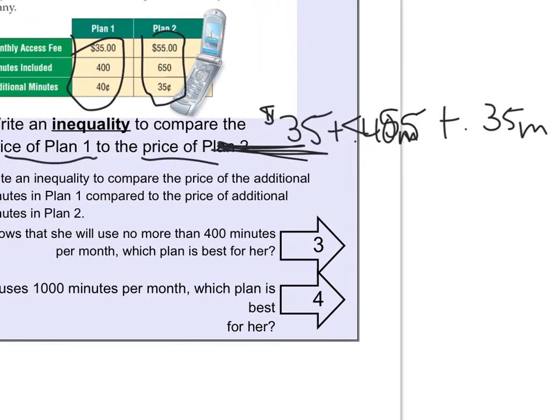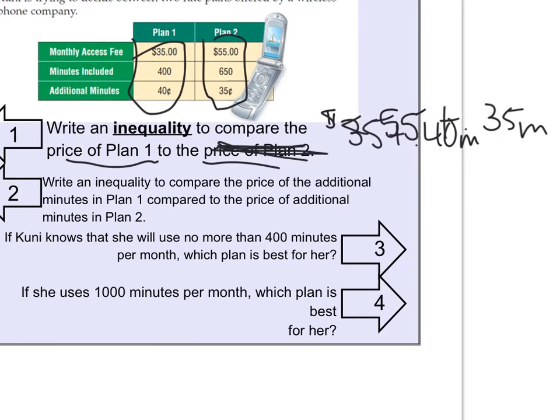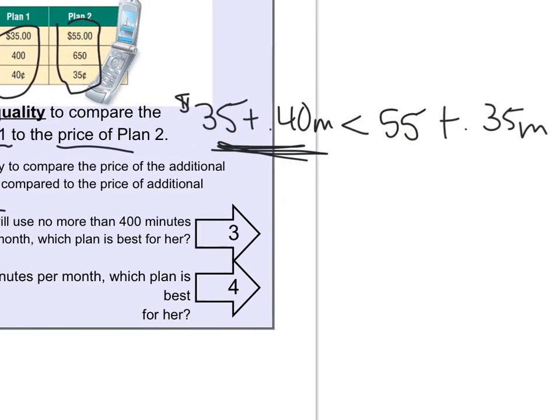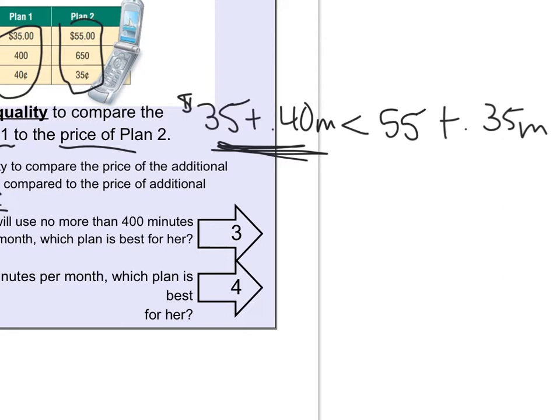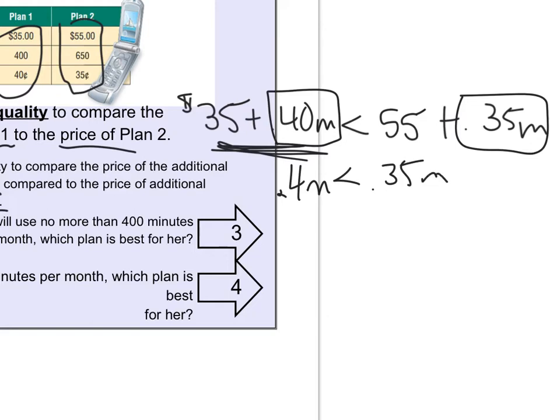Now for the second part, write an inequality to compare the price of the additional minutes in plan 1 compared to the price of the additional minutes in plan 2. So when you're looking at this, the additional minutes are right here. So it's just going to be 0.4m less than 0.35m. All right, that's kind of all you're looking at.